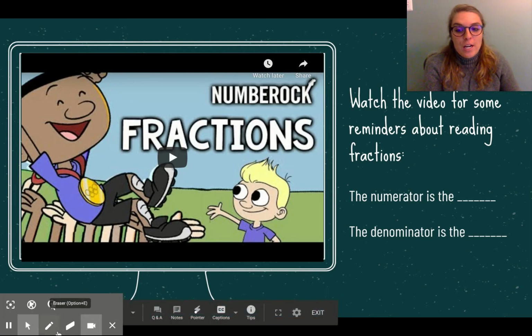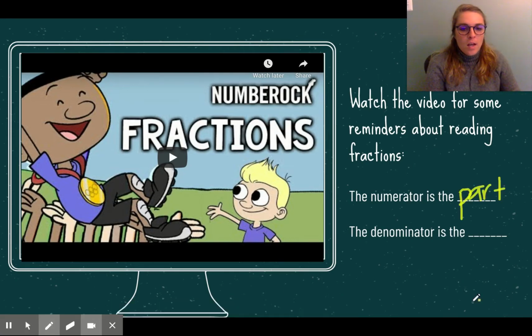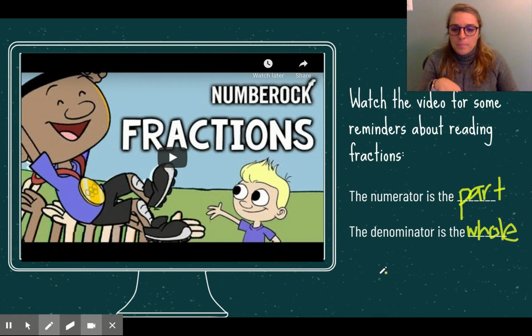Yes, the numerator is the part. And what did they say the denominator was? Is the denominator the part or is it the whole thing? Denominator is the whole. So if you said whole, you're a superstar. Make sure we remember those because there might be some bonus opportunities later on.